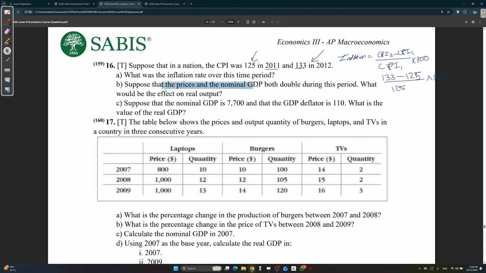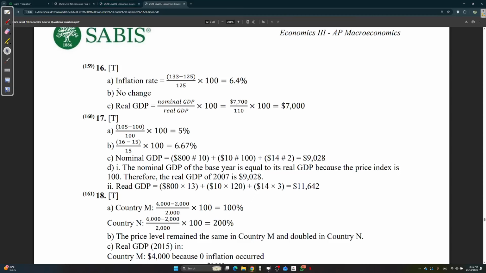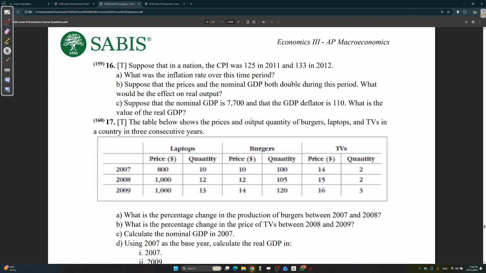Alright, suppose that the prices and the nominal GDP both doubled during this period. What would be the effect on the real output? Now, honestly, it's saying no change, but let me think about this for a sec. Now, I had to ask GPT, and this is what GPT told me. If you have any other solution, please tell me for 16b. But it basically gave me this formula that RGDP is equal to NGDP, nominal GDP, over price level.